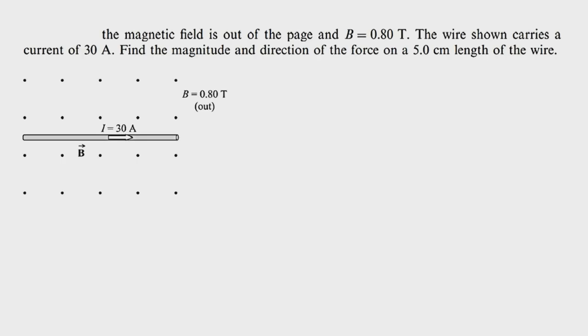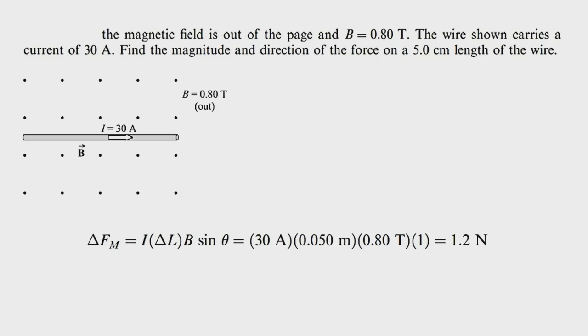The magnetic field is out of the page. In other words, the magnetic field lines are moving towards the observer. B is equal to 0.80 Tesla, and the wire shown carries a current of 30 amperes. The requirement for this problem is to find the magnitude and direction of the force on a 5.0 centimeter length of wire.